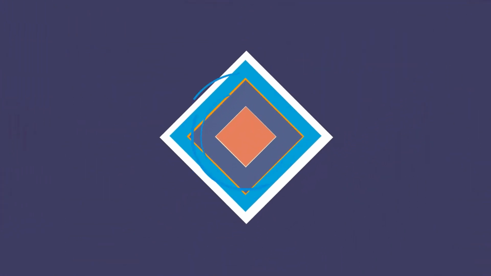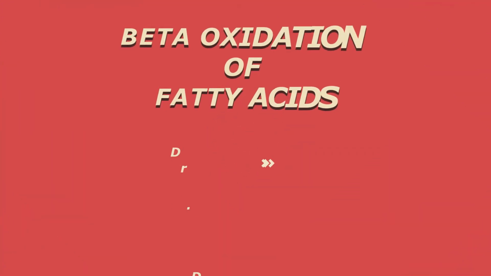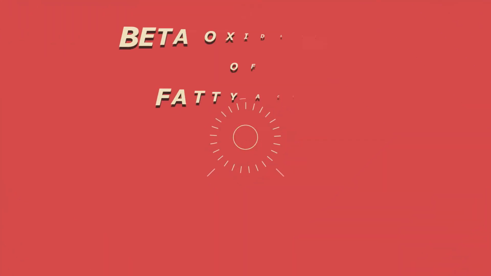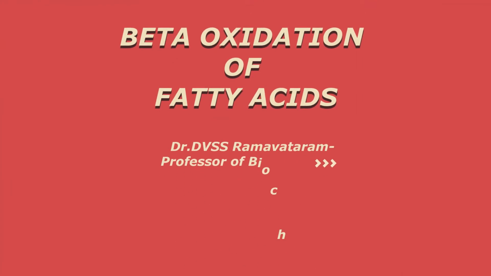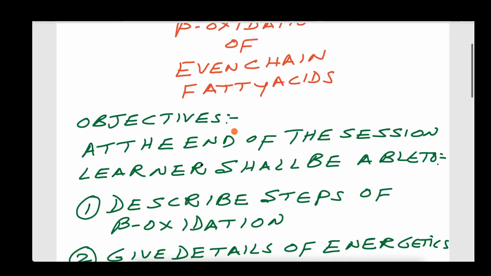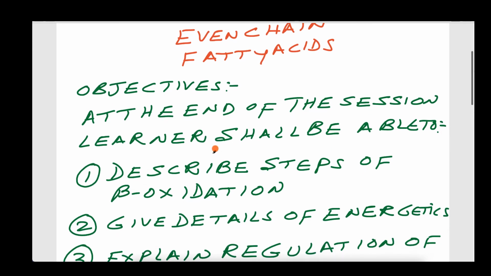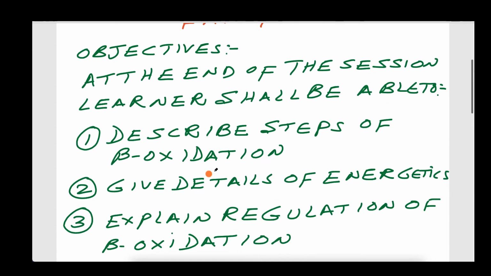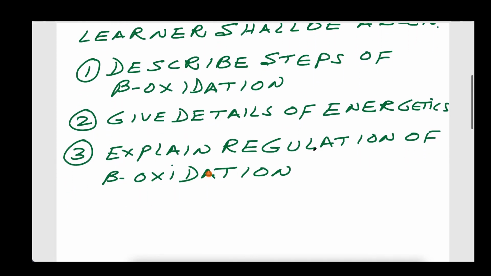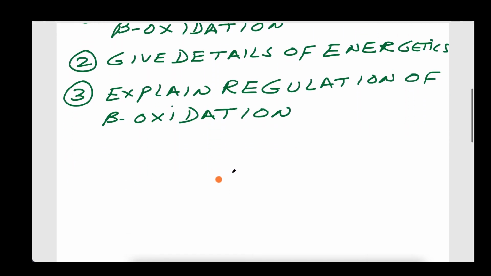In the previous two sessions, we have discussed the activation of fatty acids and the transport of activated fatty acids into mitochondria. In this third session, we will be talking about oxidation of fatty acids, the beta oxidation of even chain fatty acids. Objectives of this session: at the end of the session, the learner shall be able to describe steps of beta oxidation, give details of energetics, and explain regulation of beta oxidation.